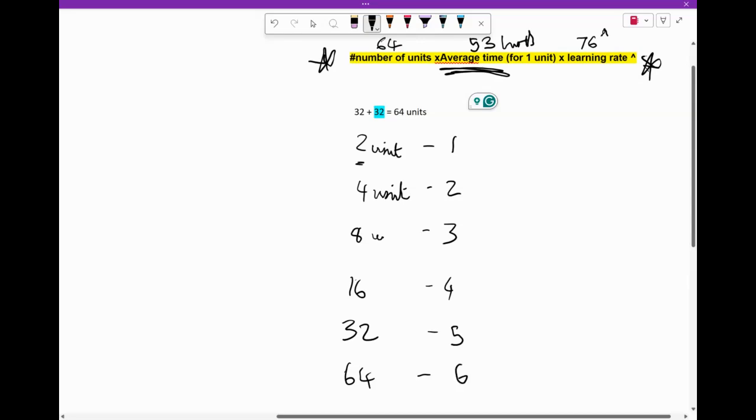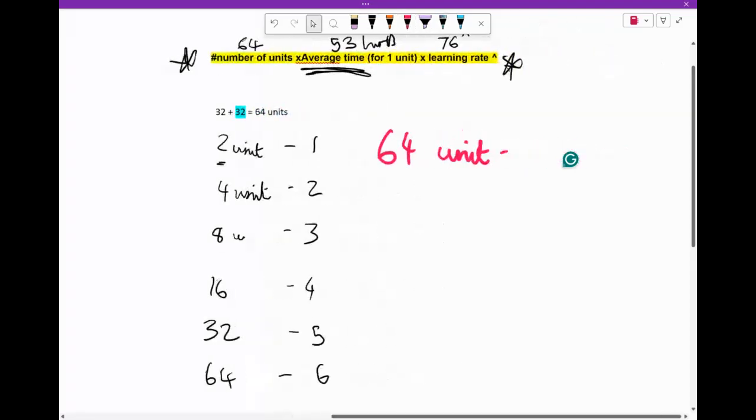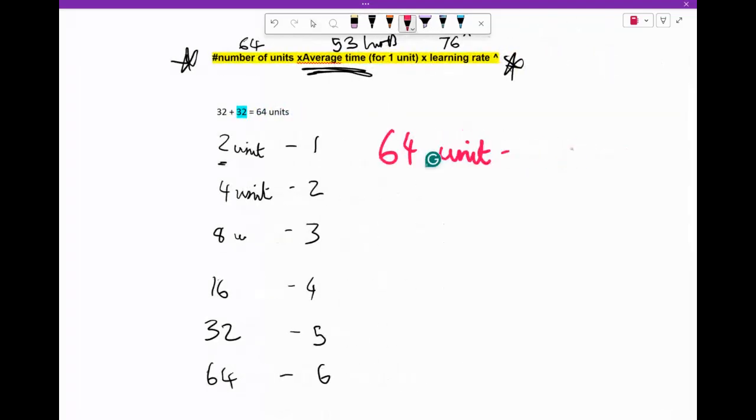Okay, so now we can work out our formula. So this is going to be the power 6, to get the number of hours. So for 64 units, maybe let me do that in a different color. For 64 units, we have how many hours? And this is direct labor hours.